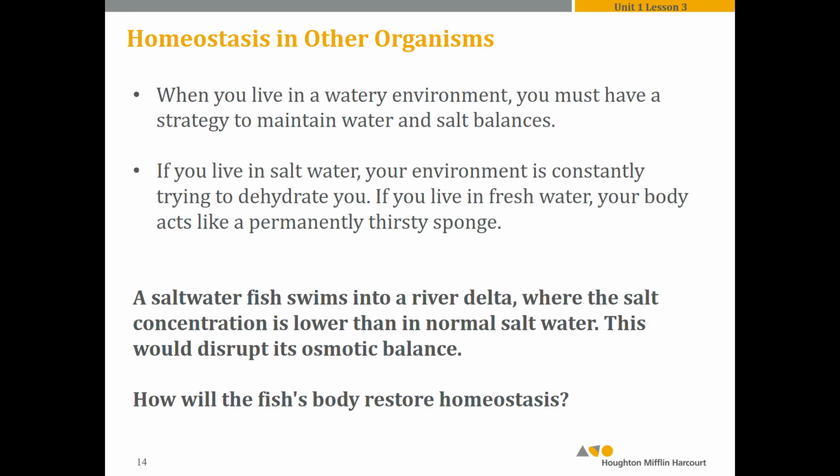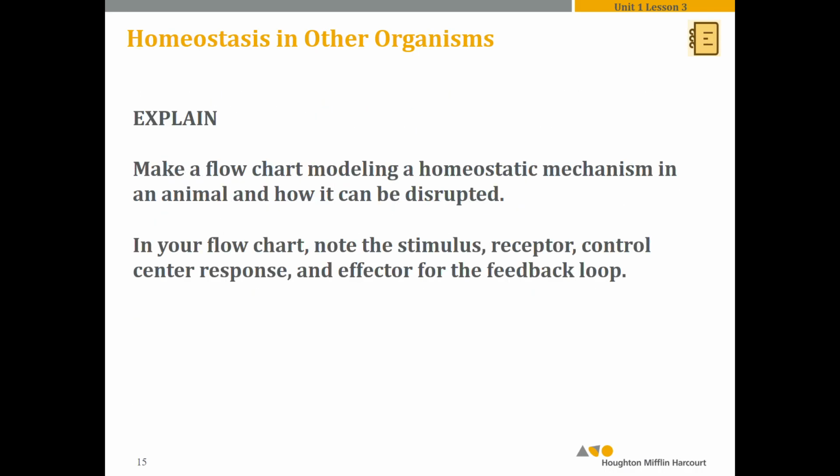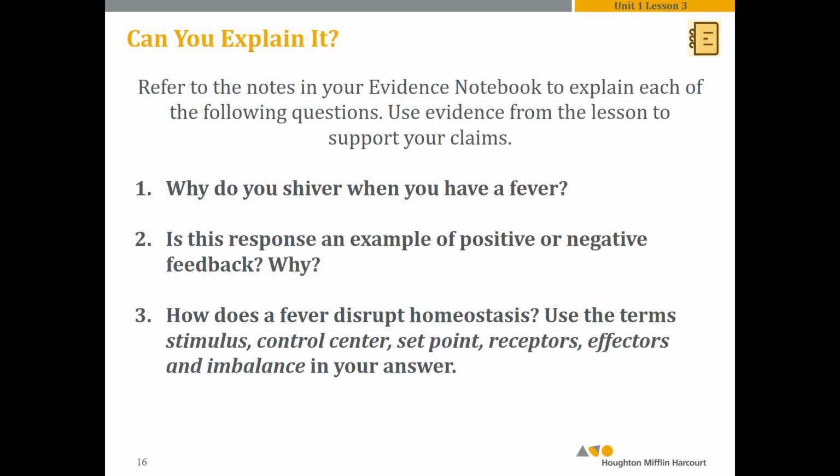Some animals that live in a watery environment have a strategy to maintain water and salt balances, like fish. When a salt water fish swims into a river delta where the salt concentration is lower than normal, this would disrupt their osmotic balance. Through osmoregulation, they will be able to maintain the amount of water and salts in their body.